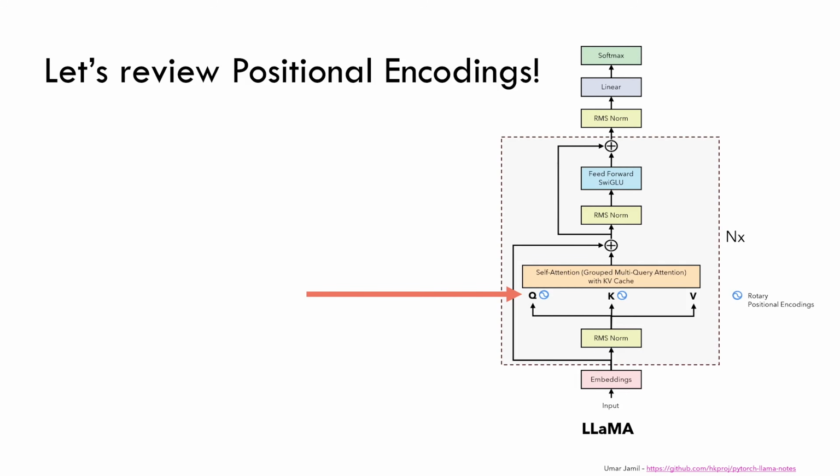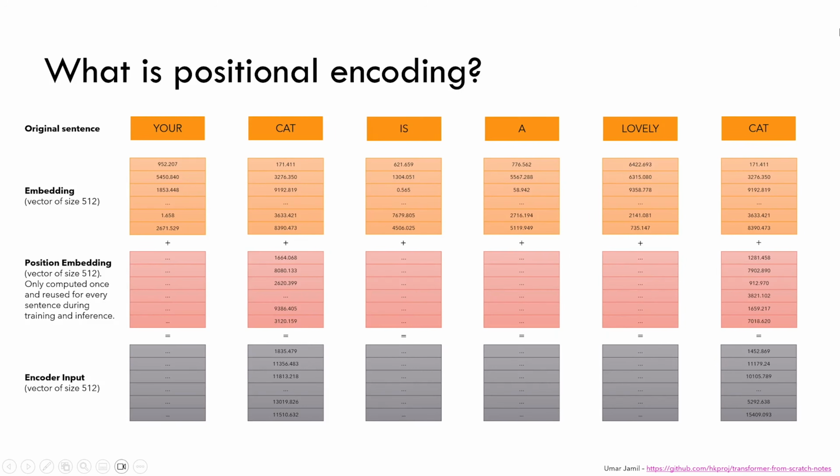The next topic we will be talking about is the positional encodings. But before we introduce the rotary positional encodings, let's review the positional encodings in the vanilla transformer. As you remember, after we transform our tokens into embeddings, vectors of size 512 in the vanilla transformer, we sum another vector to these embeddings that indicates the position of each token inside the sentence. These positional embeddings are fixed, so they are not learned by the model. They are computed once and then reused for every sentence during training and inference. Each word gets its own vector of size 512.